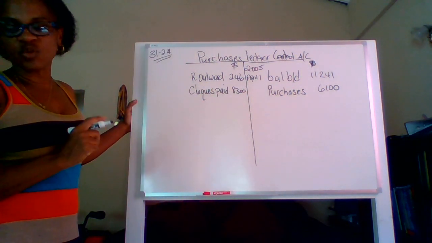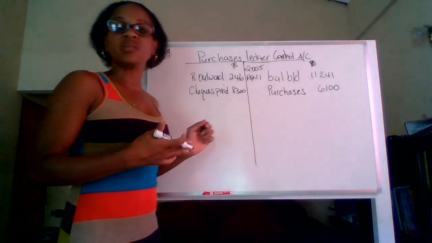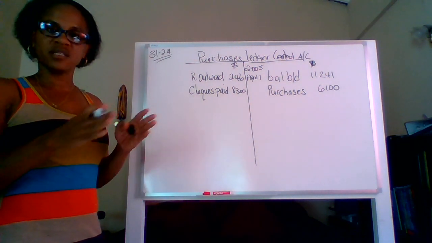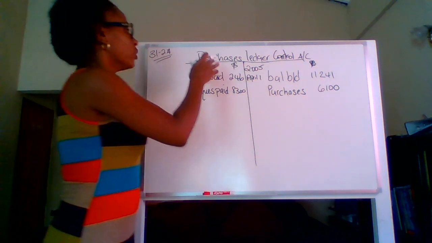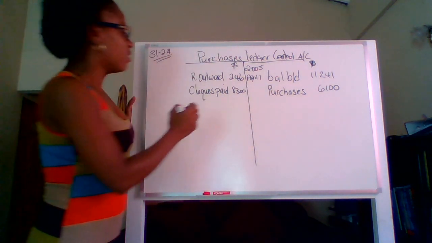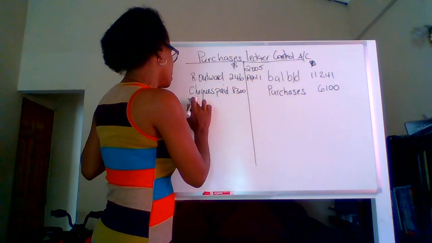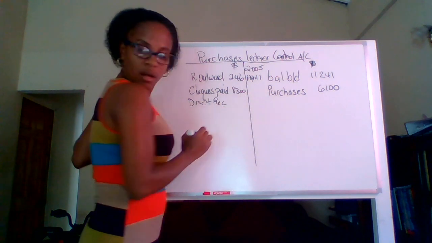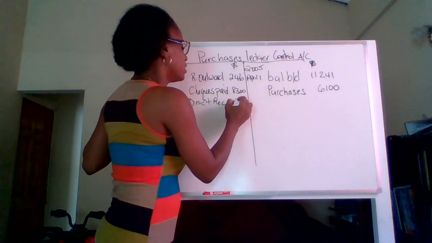Also, we have discounts received from suppliers. Discount received is a revenue account which is normally credited, hence the supplier's account would be debited. Whatever is done to the supplier's account is done in the purchases ledger control account. So we will have discount received on this side of $749.